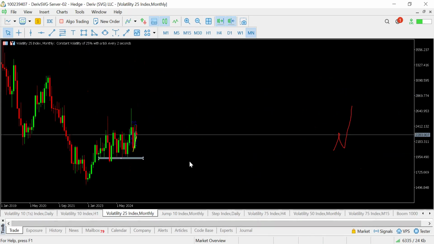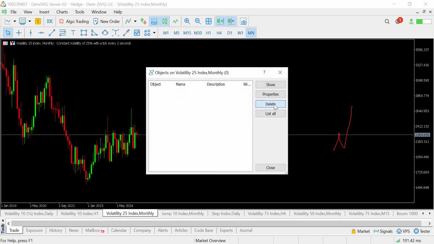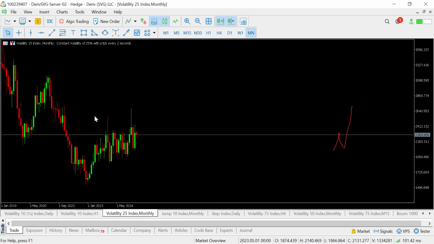Let's look at volatility 25 index. So let me take these guys out. So for volatility 25 index, we can see here that from the monthly time frame, we can see also that it's in a downtrend.